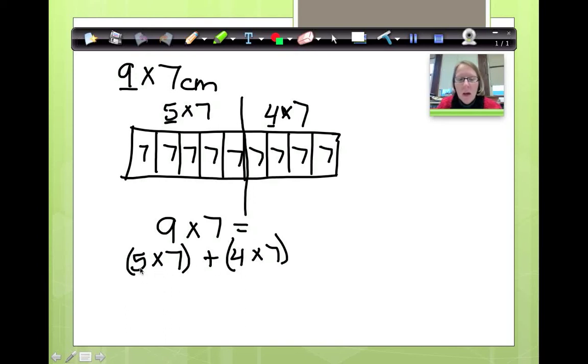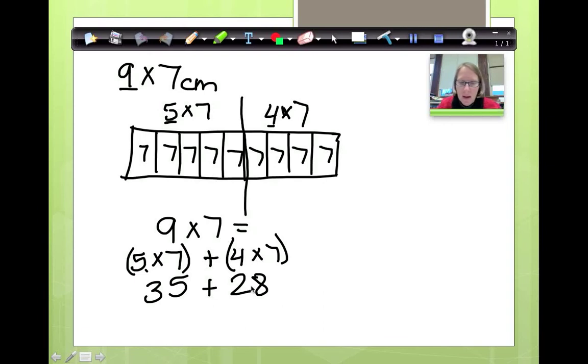Okay, so what is 5 times 7? Well, here we go. 5, 10, 15, 20, where's my mouse? 25, 30, 35. Okay, so 5 times 7 or 7 times 5 is also 35. Plus, I know what 4 times 7 is. What is it? It is going to be 28. Okay, I can do this apart.